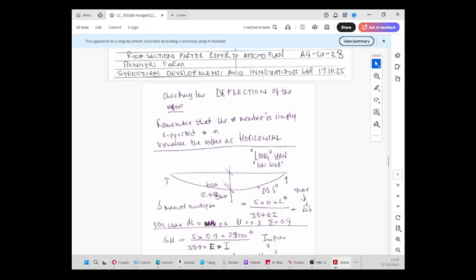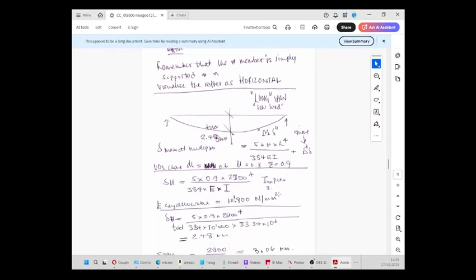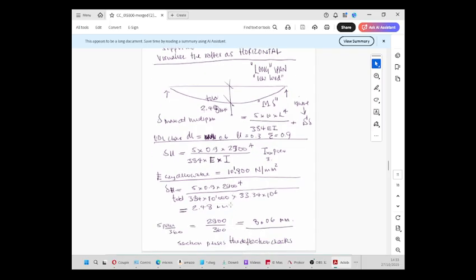The maximum deflection I've put is 5 times WL to the power 4 over 384 EI plus the shear deflection, which is minimal, so we've ignored it. Therefore the dead load is 0.6 and the live load is 0.3, the total is 0.9. Therefore 5 times 0.9 times 2,900 to the power 4 divided by 384 times E times I, which is Ix. So that allowable E is 10,800. The total deflection is 5 times 0.9 times 2,900 divided by 384 divided by 10,000 divided by 33.34 times 10 to the power 6. It was 2.48 millimetres.